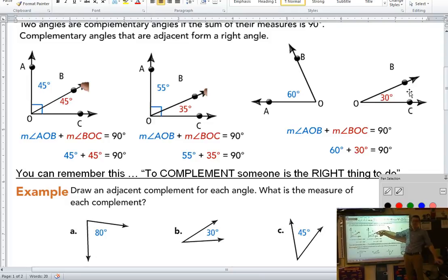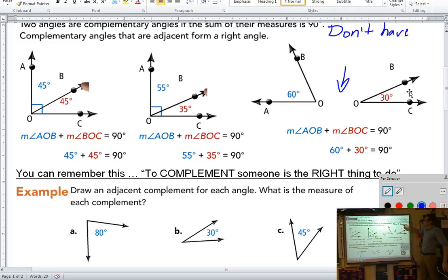35 and 55, I add those up, I get 90. 60 and 30, even though they're not connected, are still complementary because added together they make 90. So complementary angles do not need to be adjacent. So you want to notate, don't have to be adjacent.